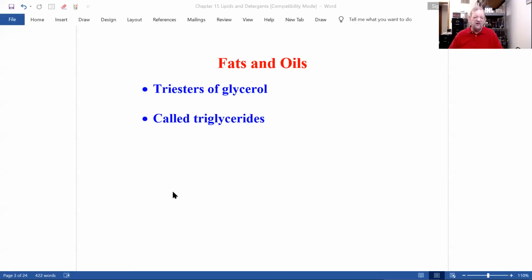Now, what is the structure of a triglyceride? Remember, I said no new reactions, no new really functional groups. You should know this.